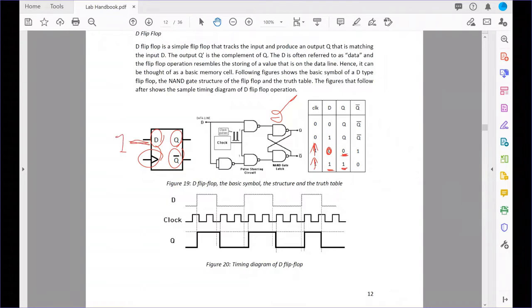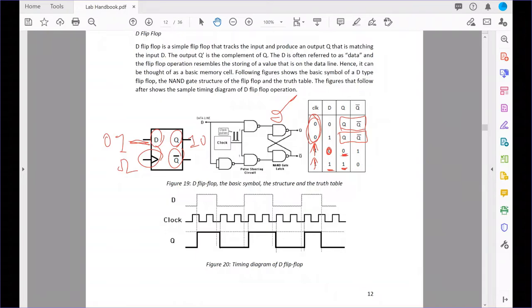So you give a 1 here, then give a clock signal, a clock pulse, then your Q will become 1. If it's 0, then your Q will become 0. It will follow the input value of your D. Then if you don't supply any clock signal, nothing is going to change. They will remember the existing state, the values stored inside the D flip-flop.